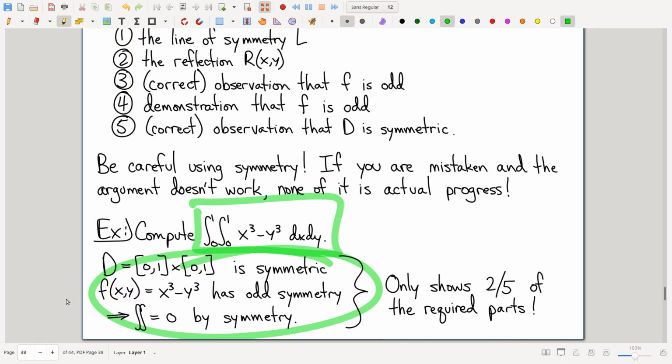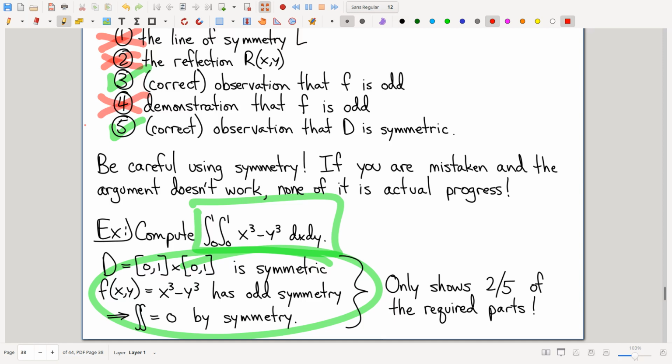So the student who writes this down has correctly observed that the domain is symmetric. This student has correctly asserted that the function is odd, and this student did not tell me the line, did not write the formula for the reflection, and certainly didn't go through any algebra to confirm that claim of oddness. So this student gets, it'd probably be 4 out of 10.